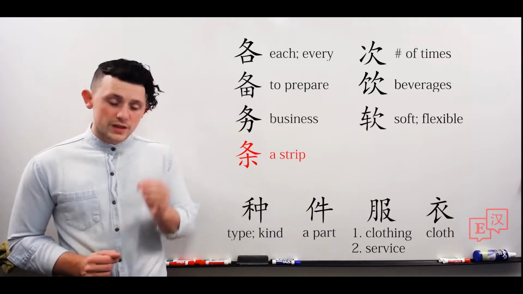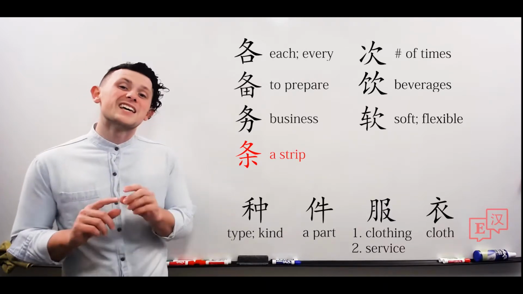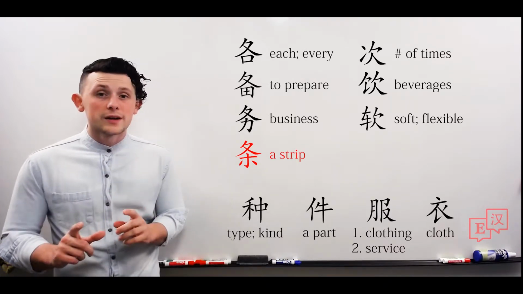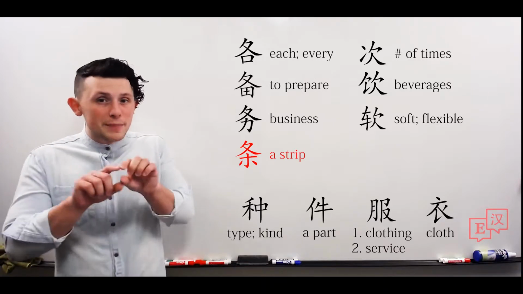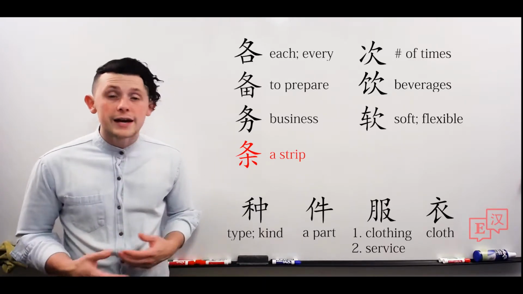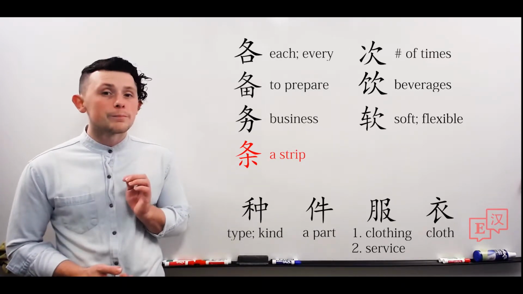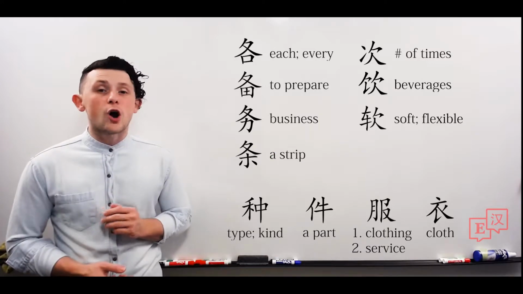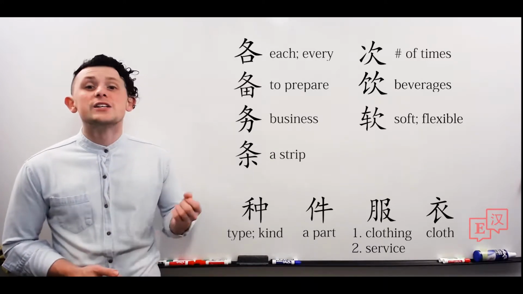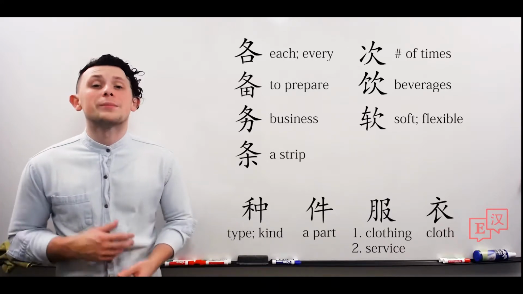And last in the set, Tiao. Tiao means twig or strip. Now, this is typically used as a measure word for things that are long and thin, such as pencils, a strip of cloth, etc., even a river. Tiao.